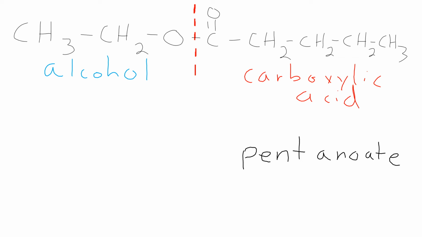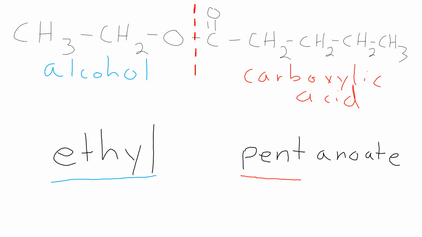Then the alcohol end of the molecule gets named as if it were a branch. So that alcohol end of the molecule has 2 carbons in it. A 2-carbon branch is an ethyl branch. So we're going to get that out in front. So the name of this molecule is going to be ethyl pentanoate. The carboxylic acid side, in red, is what's going to supply the main root of the name. And then the alcohol piece in blue is what's going to be named out front as if it were a branch.